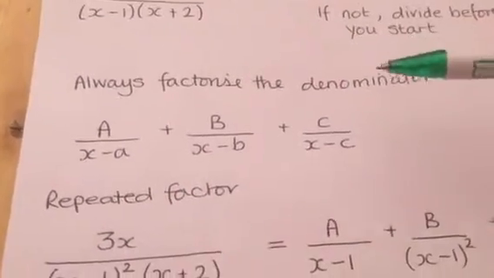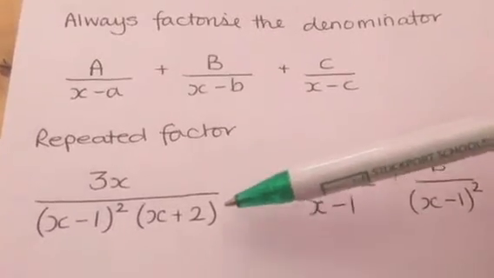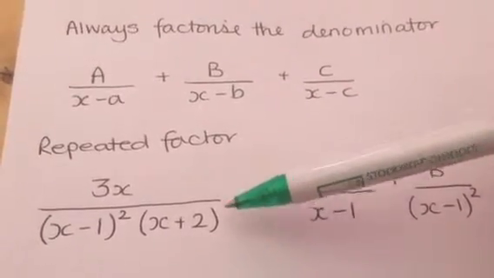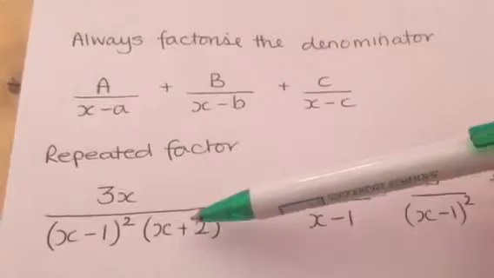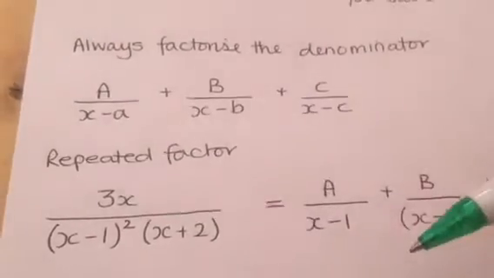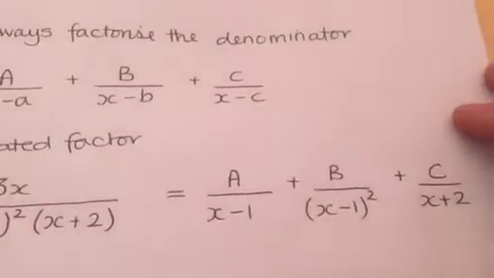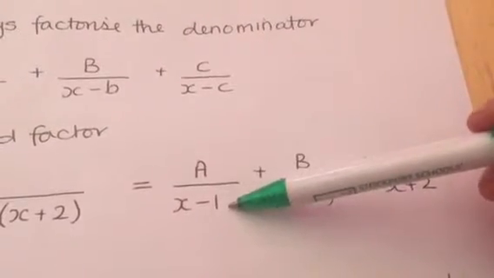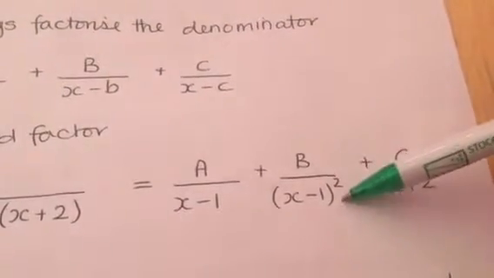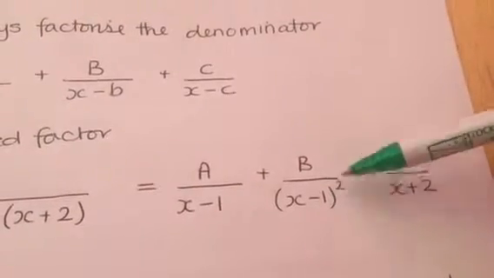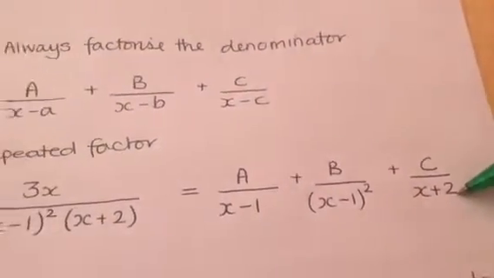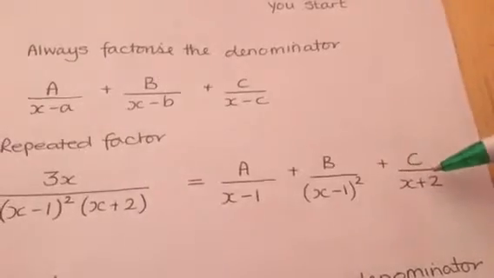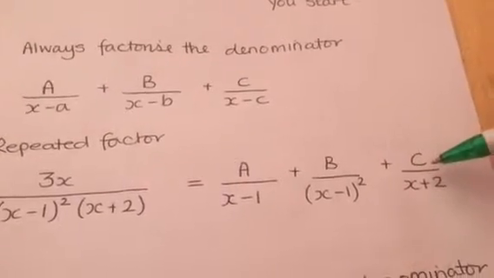The other option is that you'll sometimes have a repeated factor in the denominator. So here, x minus 1 all squared, x minus 1 is a repeated factor. The format, if you've got that, is that you have A over x minus 1 and then B over the repeated factor squared plus C over x plus 2. So you need to learn that format for repeated factors.